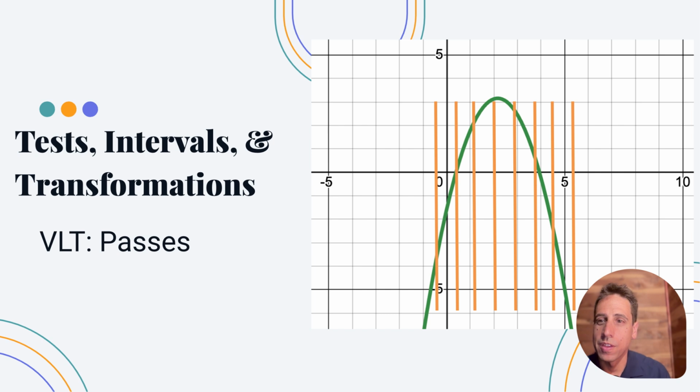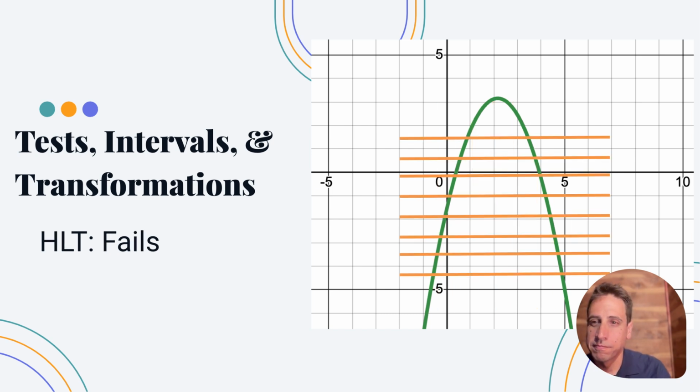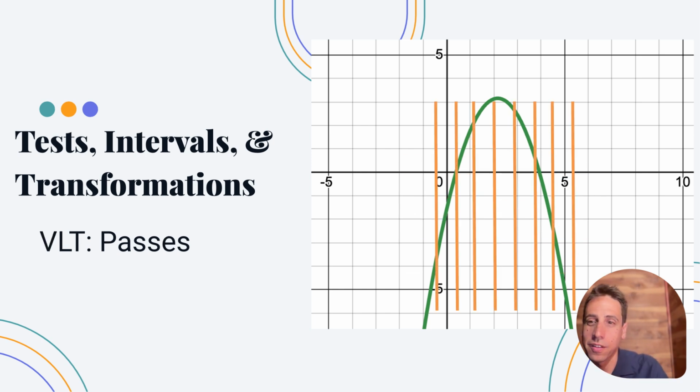The vertical line test, you can see it passes because when you draw vertical lines, those vertical lines pass through at most one point. And because it passes the vertical line test, it means that it is a function and not some sort of generic relation.